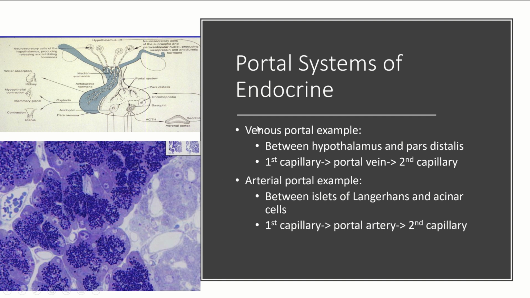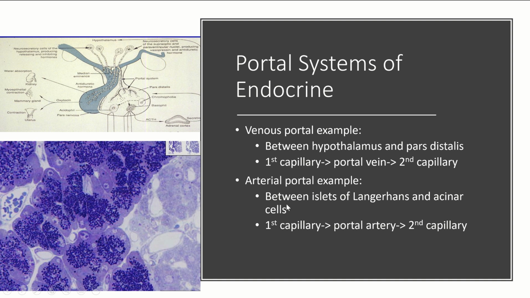So the two we're going to learn about, the first one is a venous portal example, and that's the hypothalamus and the pituitary gland, the pars distalis. So it's the hypothalamic pituitary axis. It basically means first the hypothalamus is going to drop off blood in its capillary bed. And then instead of going right back to the heart and the lungs, it's going to go through a portal vein and then drop that message off in the secondary capillary bed in the pars distalis. So it's sending them a message. It's dropping off little hormones, neurotransmitters, whatever, and then it's distributing them just to these cells right here.